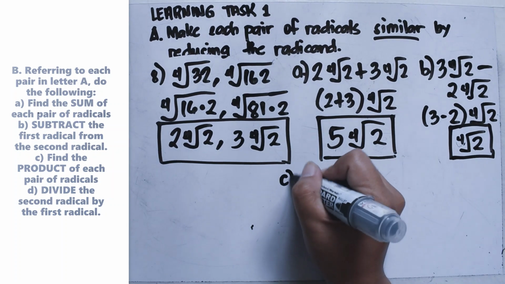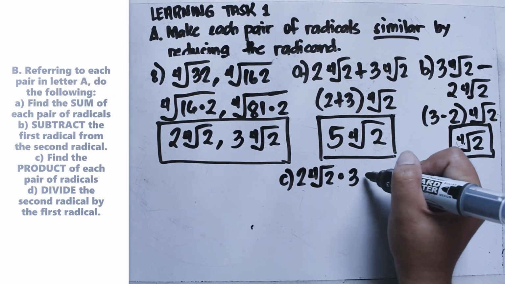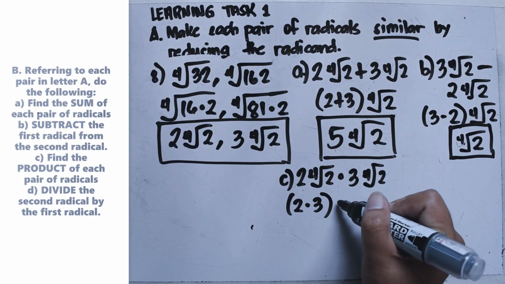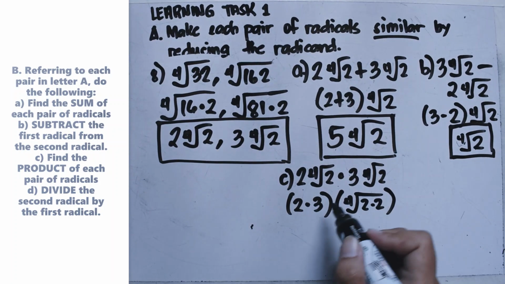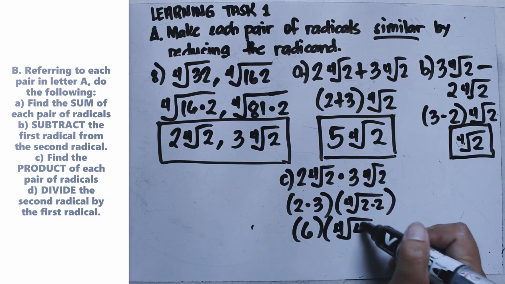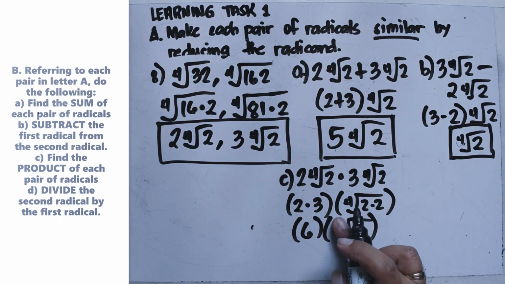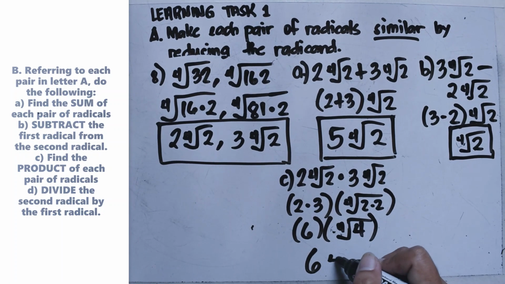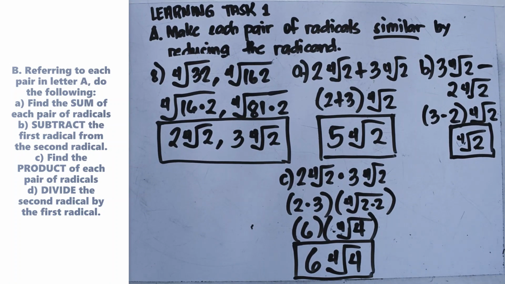Now, let's proceed with letter C. Find the product. So, we have 2 fourth root of 2 times 3 fourth root of 2. So, multiply. So, we have 2 times 3, and then copy the same index, fourth root of 2 times 2. 2 times 3 is 6, and then just copy, fourth root of 2 times 2 is 4. So, meron pa po bang simplified term si fourth root of 4? So, wala. Therefore, yan na po yung final answer. Just copy. So, we have 6 fourth root of 4. So, final answer. Nakuha? So, yan na po si letter C.